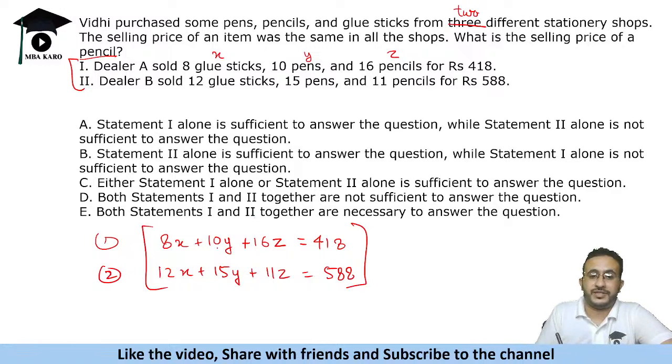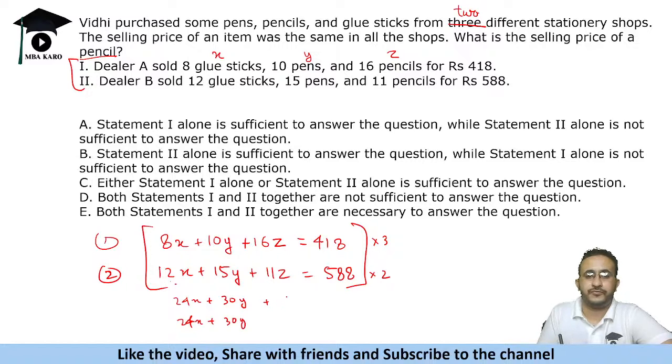We have to solve for z. अगर आप इस इक्वेशन को 3 से मल्टीप्लाई कर दो और इसे 2 से कर दो, so you will get 24x plus 30y, and here also you will get 24x plus 30y. ठीक है, z 48z आ जाएगा and this will be 22z.